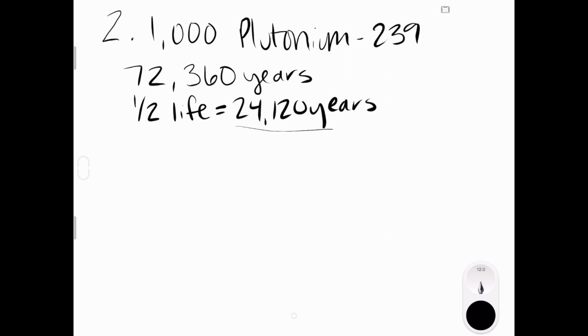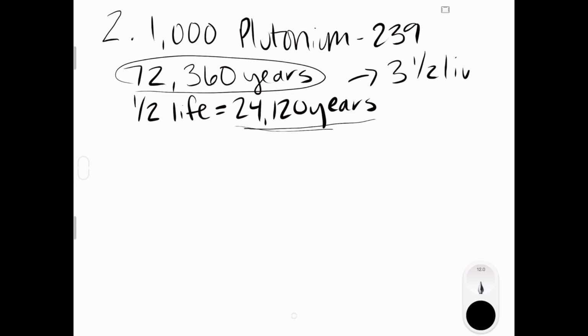Okay. So, how many times does 24,120 go into 72,360? If you need, you can use your calculator for some of these. You can try to do it by using your math skills in your head. Not all of us are that impressive, but it's gone through 3 half-lives. Okay, so 72,000 divided by 24,000 is about 3. So 3 half-lives. So we take 1,000 divided by 2, so that's 1 half-life.